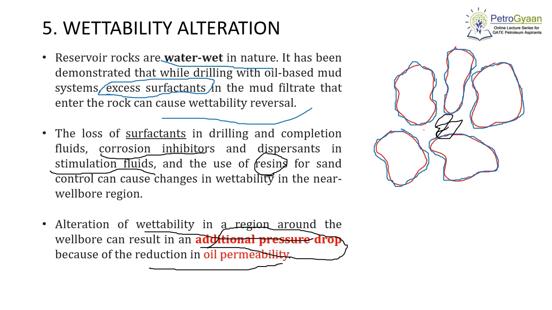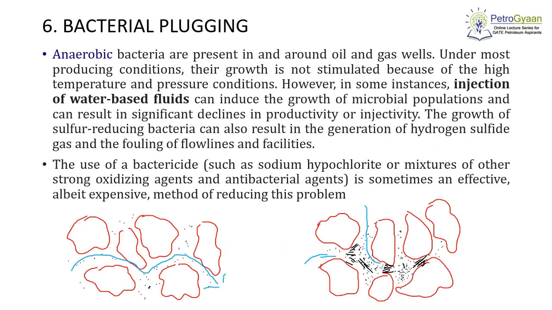Once the wettability of rock changes from water wet to oil wet, the water can easily move. So the relative permeability of rock towards the water will increase, and as the relative permeability of rock towards the water increases, the relative permeability of rock with oil will decrease. And that ultimately, based on Darcy's equation, will lead to less oil flow or an impairment in the production. So our next damage mechanism is bacterial plugging.